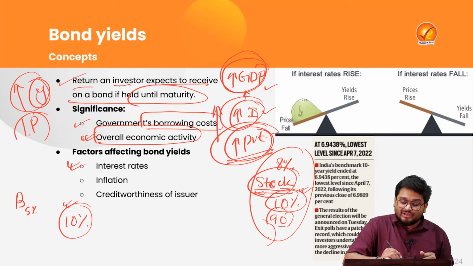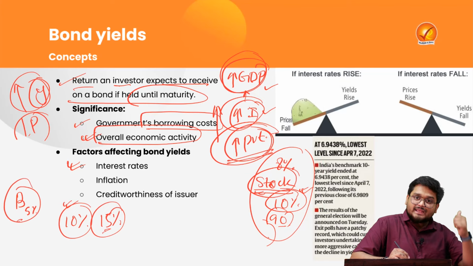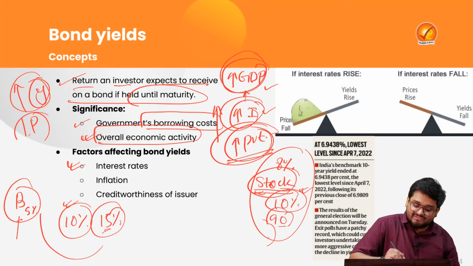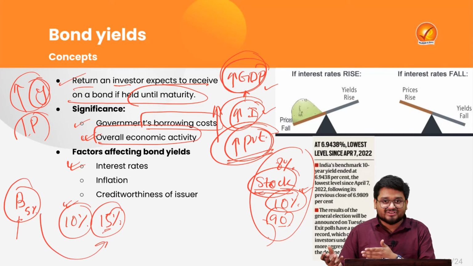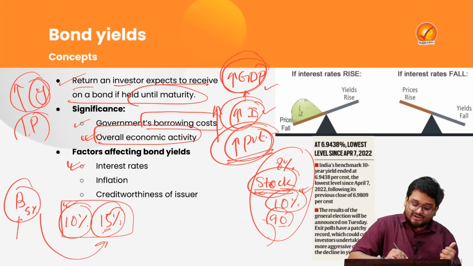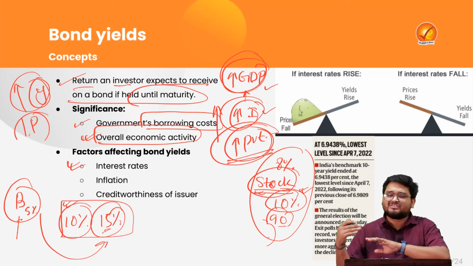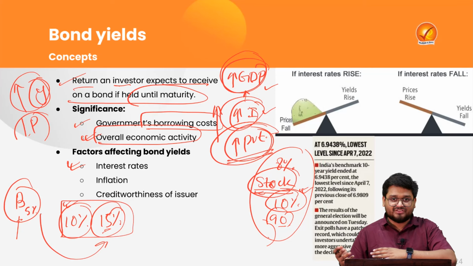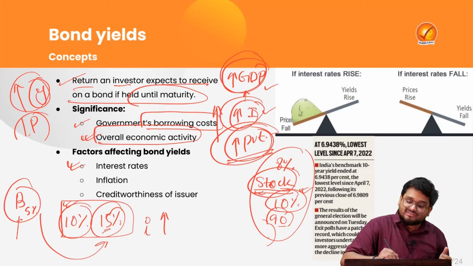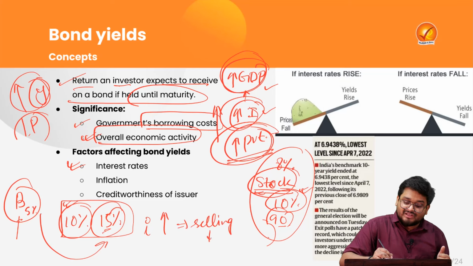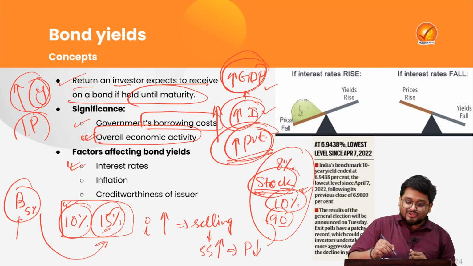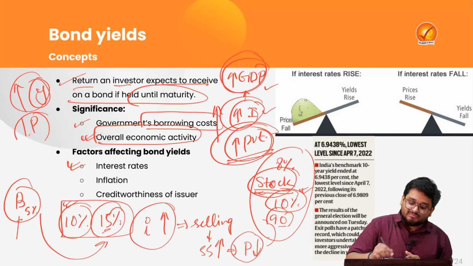Now for example, say fixed deposit interest rate has been increased to 15%, right? Now people who are having this bond, they will be selling the bond, and they will be investing in, or say keeping their money in, the fixed deposit. Now if you understand, if the bank interest rates rise, the people will be selling bonds, and if the people sell bonds, the supply of bond increases, and if the supply increases, the price of the bond decreases. So interest rates rise, price of the bond decreases.